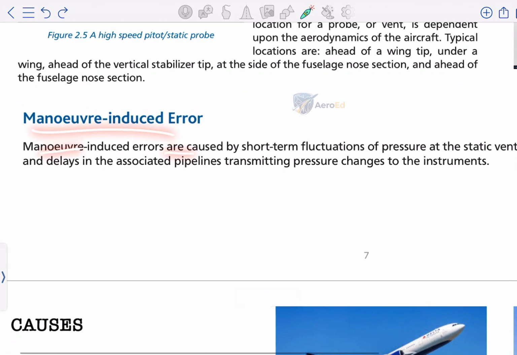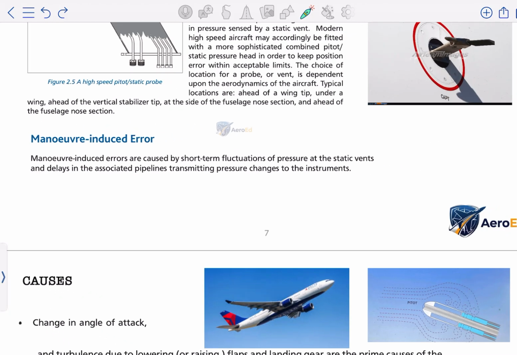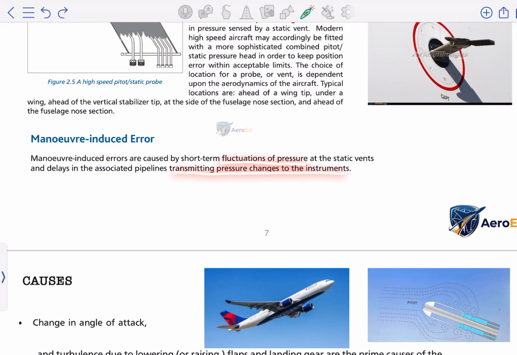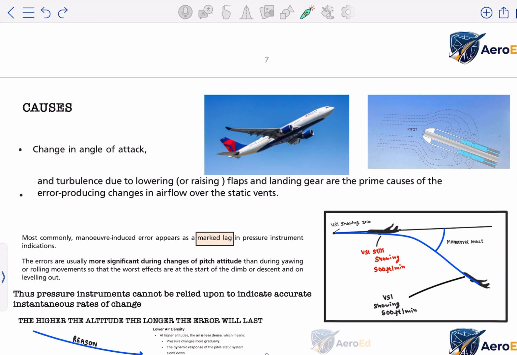Maneuver-induced errors are caused by short-term fluctuation of pressure at the static vents and delays in the associated pipelines transmitting pressure changes to the instrument. So let me explain what maneuver-induced error is. Near the static vents, if there is fluctuation of pressure which causes a delay in transmitting pressure changes to the instrument, this error is called maneuver-induced error. Let me explain the causes of it.